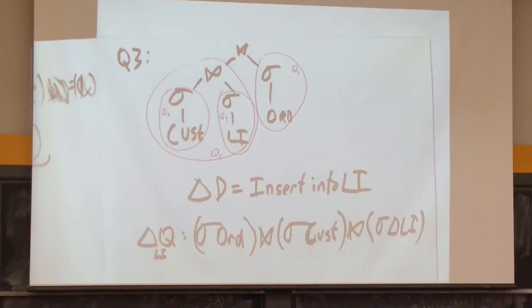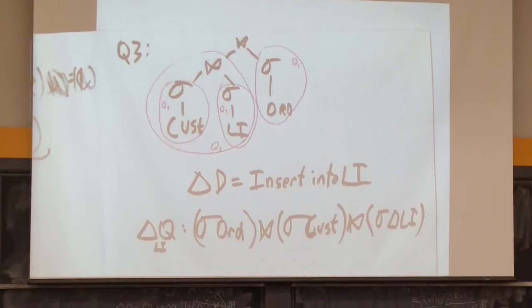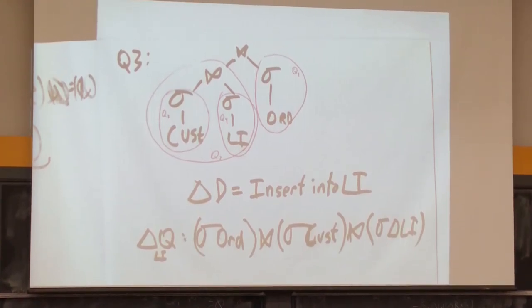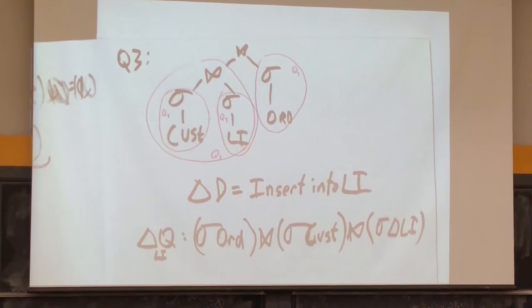So we went through all of that effort. We came up with this query here. What have we accomplished? Is this actually going to end up being cheaper than rerunning the entire query from scratch?